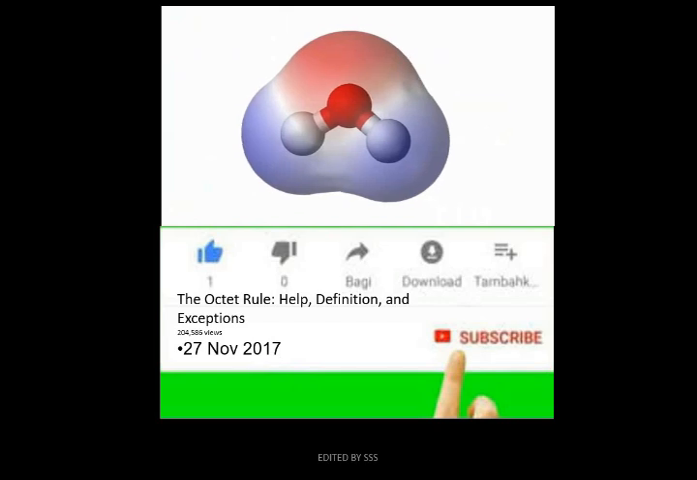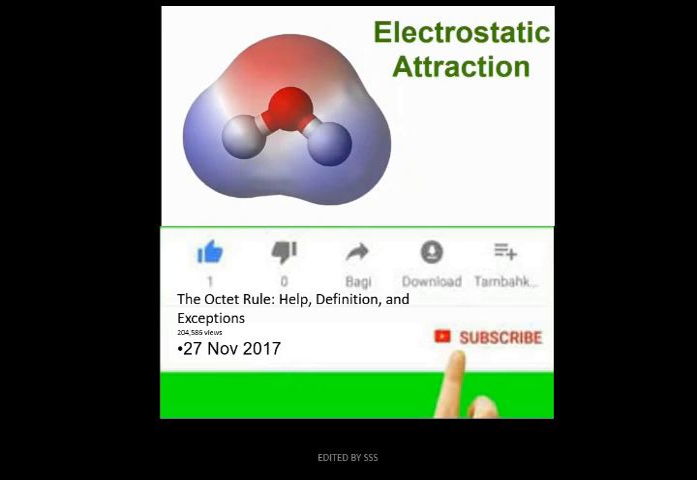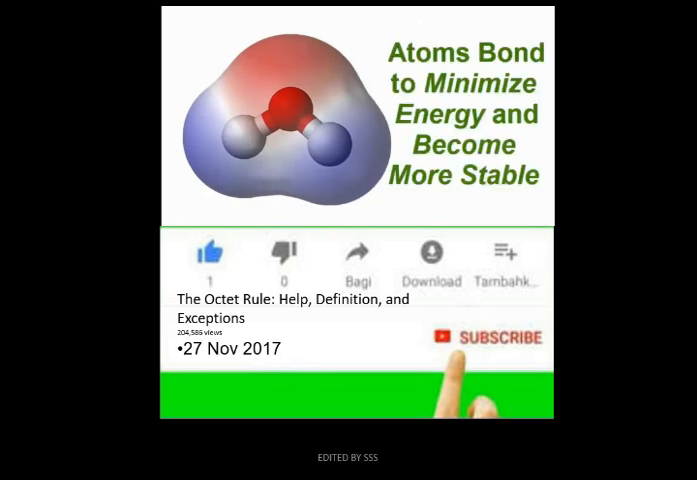An octet isn't the only reason atoms bond. Electrostatic attraction between atoms is important to consider, as well as the energy changes involved when the bonds form. But the octet rule is a useful guide in predicting how atoms bond, and it mostly matches how the main group elements form chemical bonds in the real world. Finally, atoms form bonds to minimize energy and become more stable. That's a core idea that helps explain why the octet rule works for so many elements.